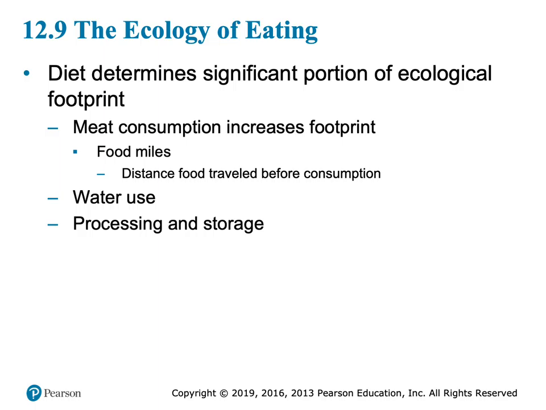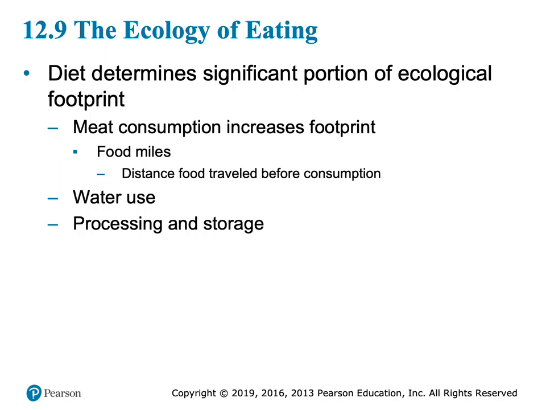The ecology of eating: the diet of an individual or of the human race in general determines a significant portion of ecological footprint. Meat consumption increases the footprint, as we have found, because cattle require more grassland to grow. Food miles are what we call the distance food travels before consumption. Also, water use plays into this effect, as do processing and storing the food.